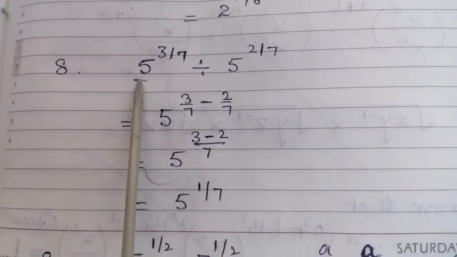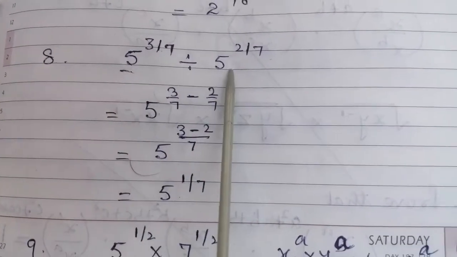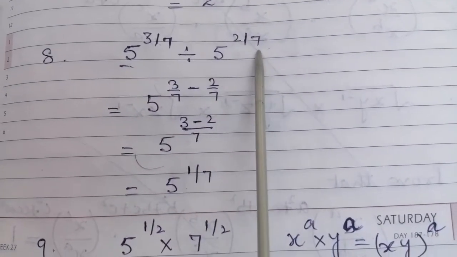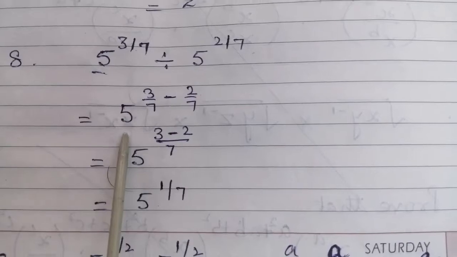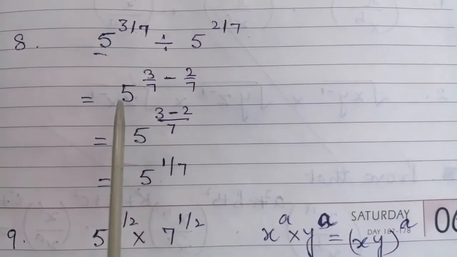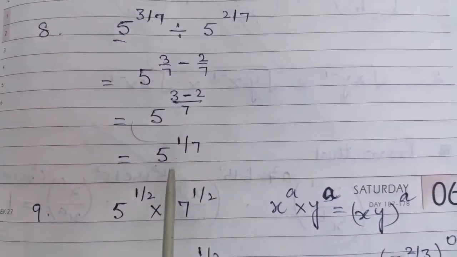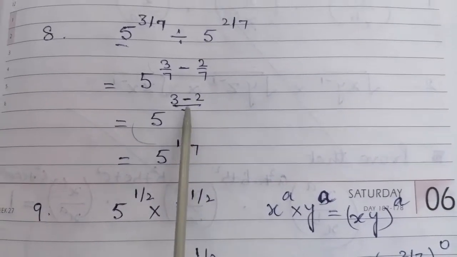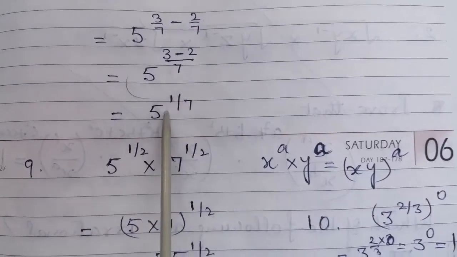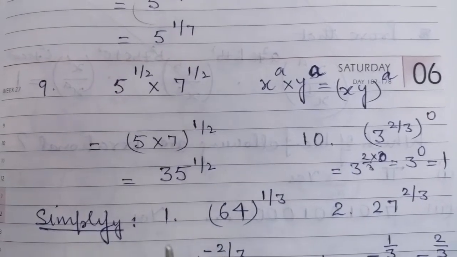Next is when we have division. This is being divided by this. So we have 5 raised to power 3 upon 7 divided by 5 raised to power 2 over 7. So I can write, now the bases are same and this divides this, so powers will get subtracted. So 5 raised to power 3 over 7 minus 2 over 7. So take the LCM, LCM will be 7. So numerator becomes 3 minus 2 here. So we get 5 raised to power 3 minus 2 is 1 and this 7 as it is. So 5 raised to power 1 over 7.